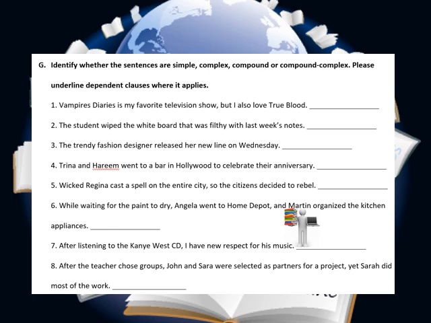Okay, let's identify whether the sentences are simple, complex, compound, compound-complex. And we must underline the dependent clauses. Let's underline the dependent clauses once and the independent clauses twice. The first one. Vampire Diaries is my favorite television show, but I also love True Blood.